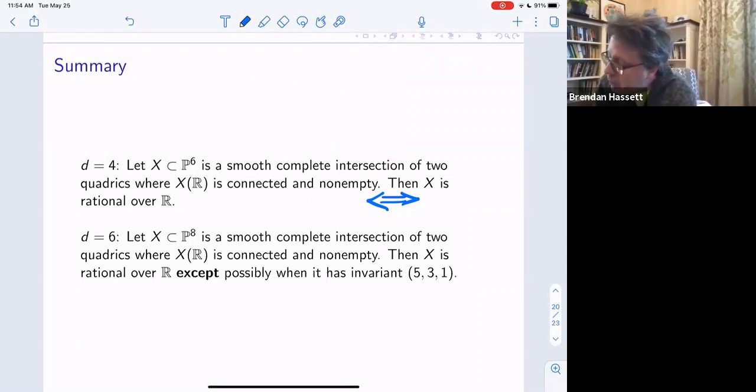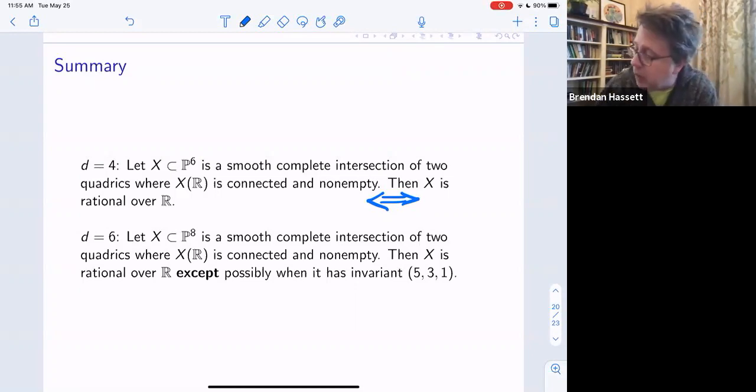In dimension 6, we don't have a complete picture. If the real points are connected and non-empty, then we know it's rational over R in all cases, except when it's in the isotopy class associated with the Krasnov invariant 531. This case of 531 is the one open case in dimension 6 that we do not know how to address. So we have a complete picture in dimension 4, and we know most of what's going on in dimension 6.